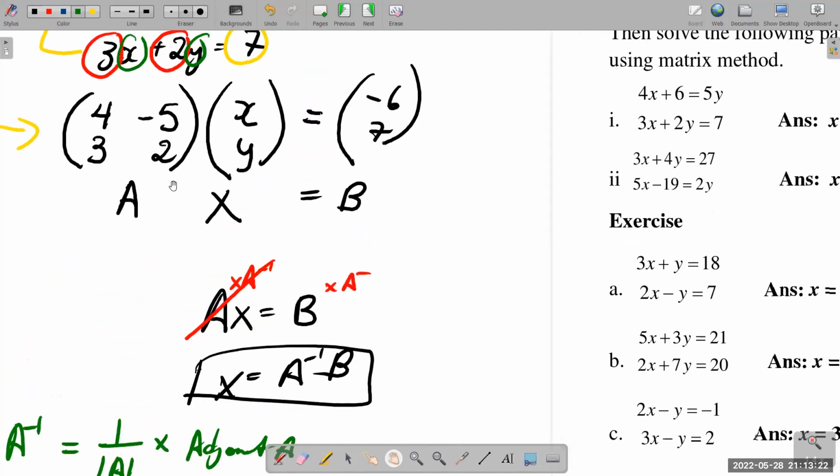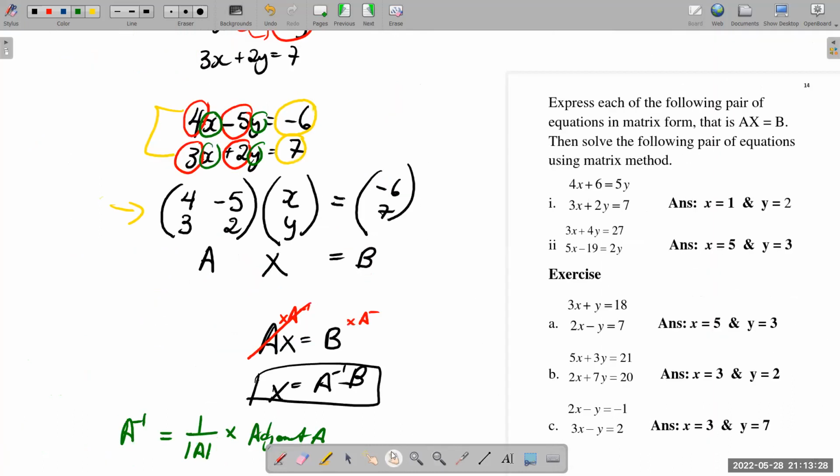So let me zoom out a bit. My foot is cramping and my hands are cramping. Wow.